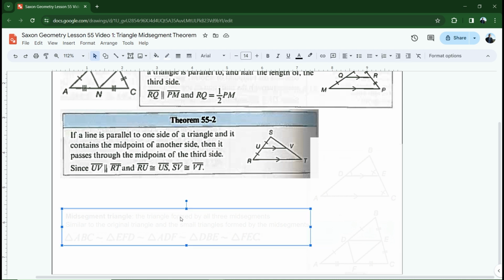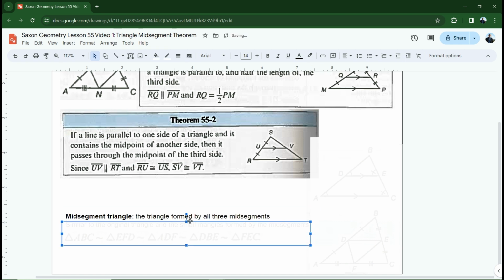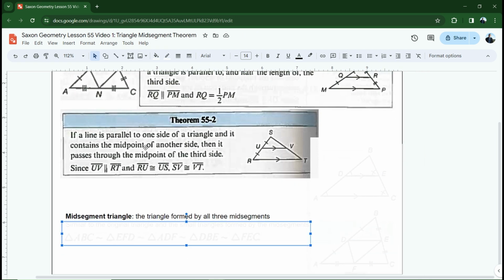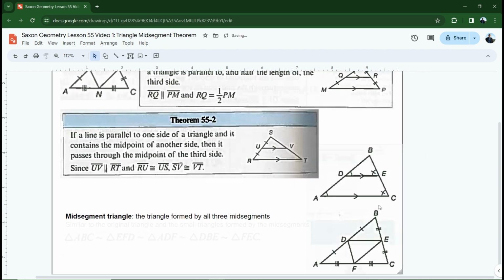And then we need to talk about the midsegment triangle. So right now we're just developing some terms and definitions and some theorems, and we're going to use these all in some practice problems. One of those terms we need is the midsegment triangle. The midsegment triangle is the triangle formed by all three midsegments, as we saw up above here. I'm actually going to put a new one down here with some different lettering.